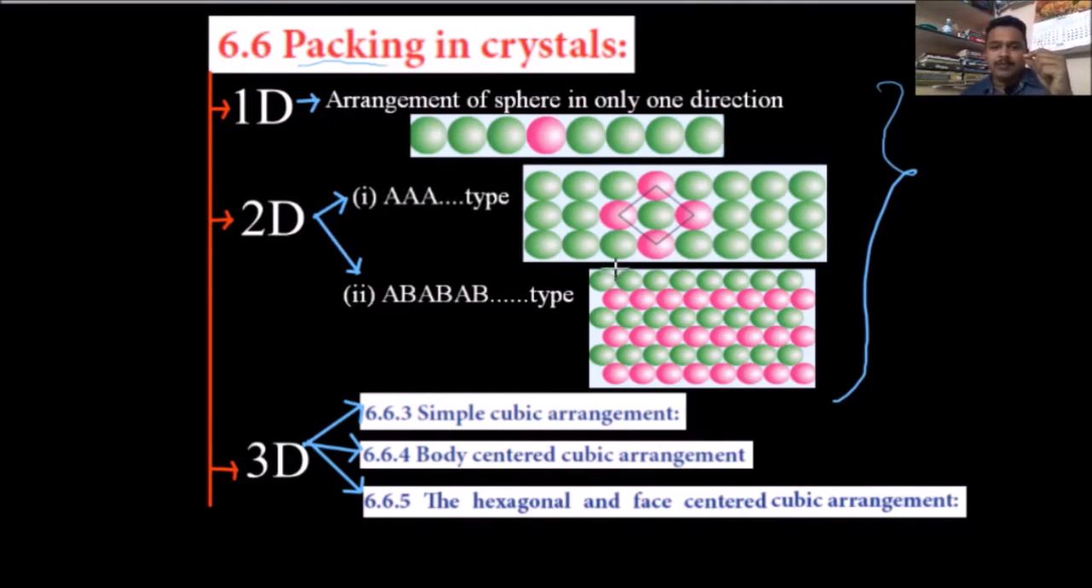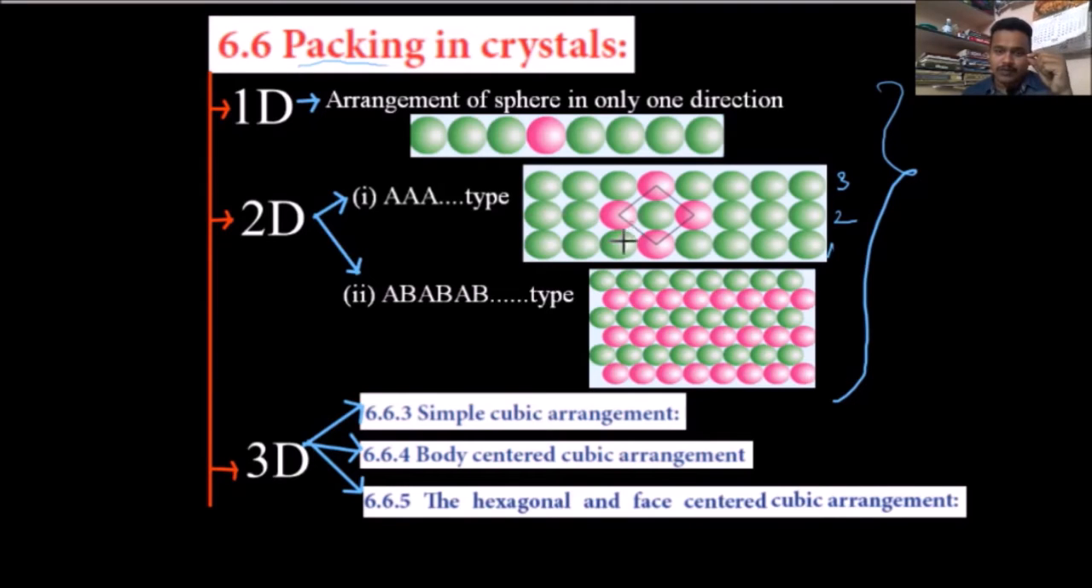AAA type means there is a first row, then a second row, and then a third row. How are they arranged? In the second row, the atoms are arranged in such a way that their centers exactly coincide with the first row sphere centers. And the third row is also arranged so that its sphere centers exactly coincide with the second row sphere centers.